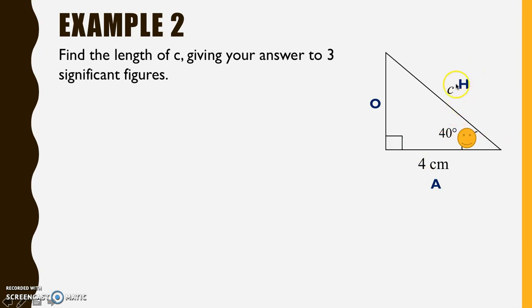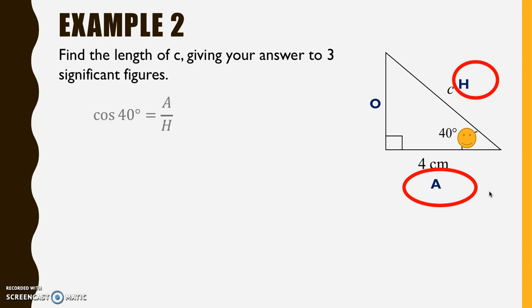So I'm asked to find C. I'm given 4. I don't know anything about the opposite. So the two lengths that I should naturally focus on are A and H. Which trigonometric ratio do you think I should use? If you have guessed that I should use the cosine ratio, you are right. So we use the cosine ratio: cosine 40 degrees equals A over H. I substitute A as 4 and H as C.